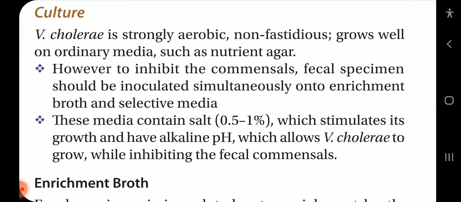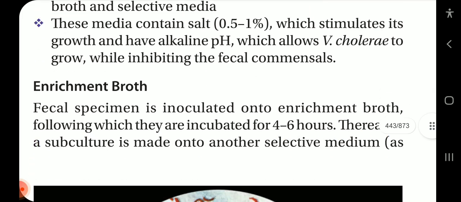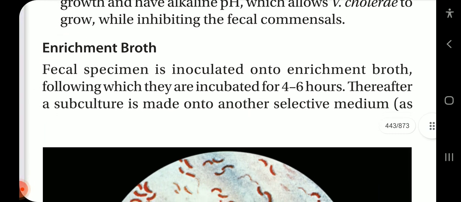Culture: Vibrio cholerae is strongly aerobic, non-fastidious, and grows well on ordinary media such as nutrient agar. However, to inhibit the commensals, fecal specimen should be inoculated simultaneously onto enrichment broth and selective media. These media contain salt 0.5 to 1%, which stimulates its growth, and have alkaline pH, which allows Vibrio cholerae to grow while inhibiting the fecal commensals.